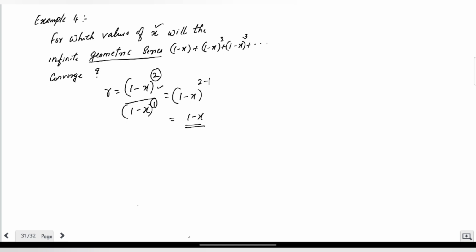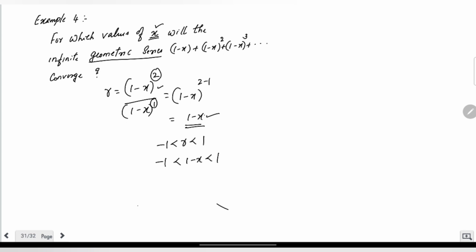Now what are we finding here? We are looking for the value of x. So you have to place this one, because it is given that this is an infinite convergent series, which means the common ratio satisfies the formula: minus 1 less than r less than 1. That is, minus 1 less than, what is r? 1 minus x less than 1. Now solve and find the value of x.